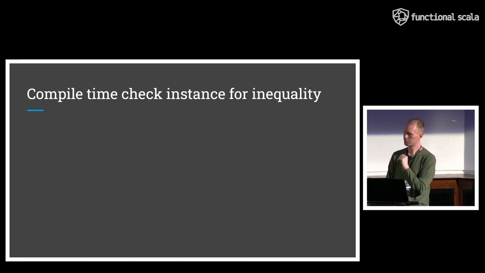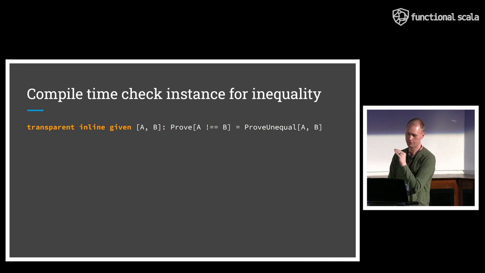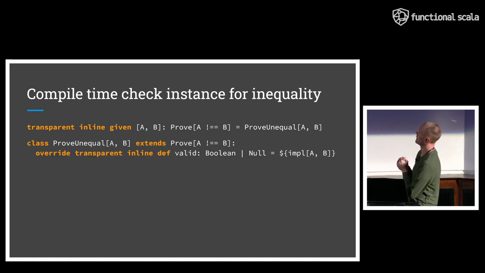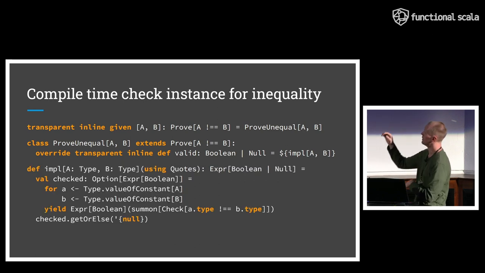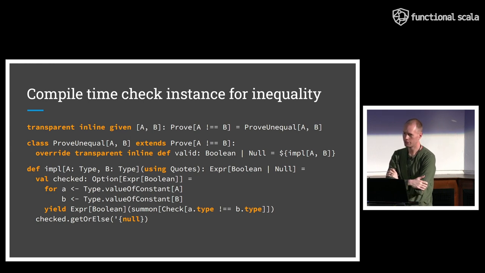And so let's create some instances. For example, our proving unequal is going to delegate to some class. This is what the class does, our override transparent inline def of valid, and it's going to call into a macro. And this macro is fairly simple. You just try to get the value out of these constants, A and B. And if you do that, you can yield an expression of a Boolean.